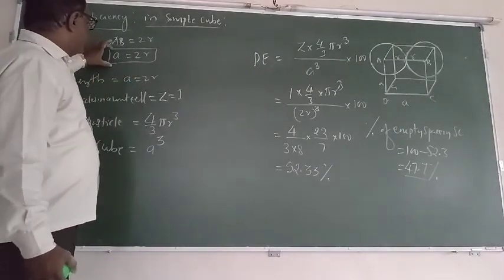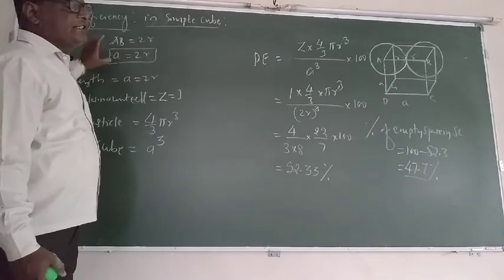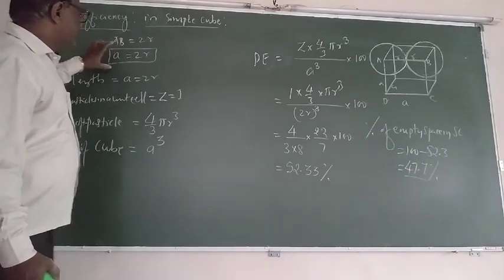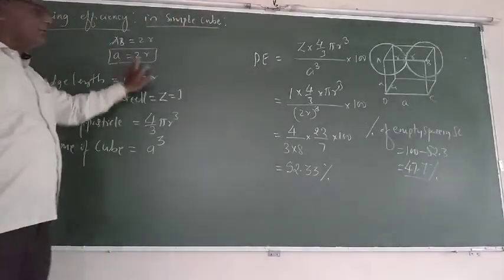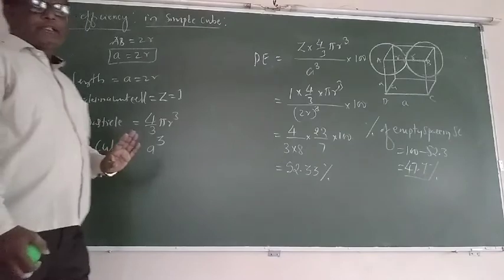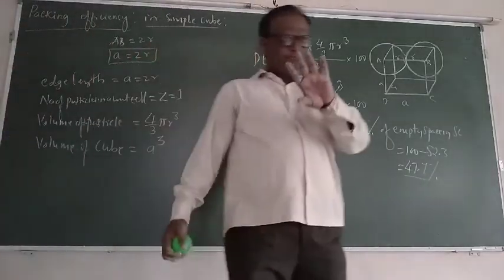You should know the relationship between the edge length and the radius in case of the simple cube. This A is equal to 2r. Okay, today I am going to stop here.